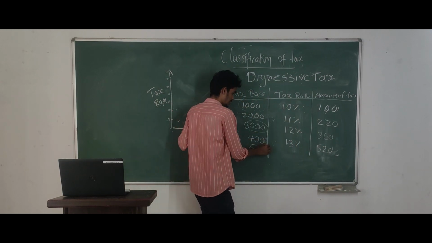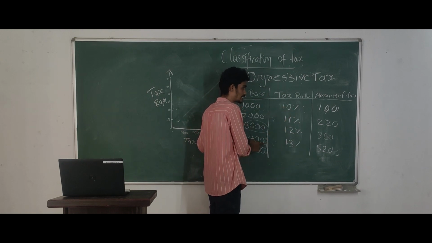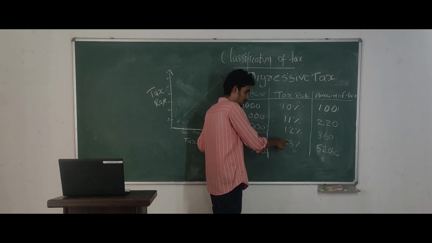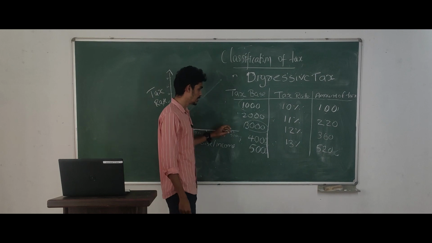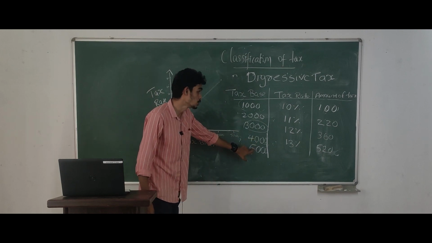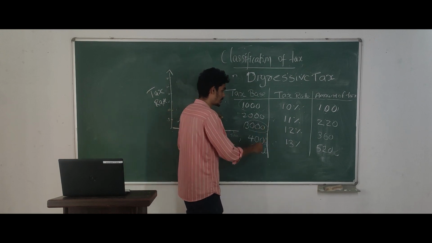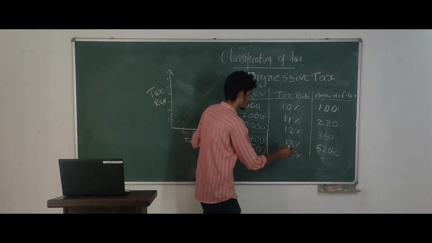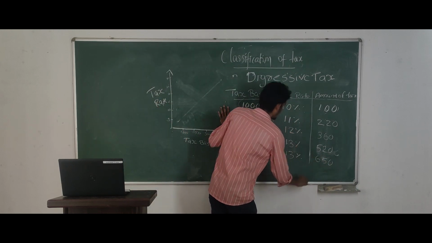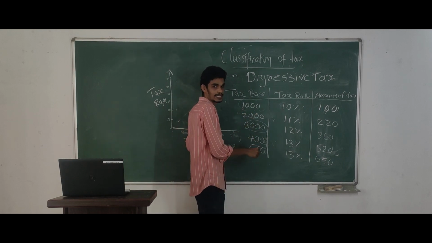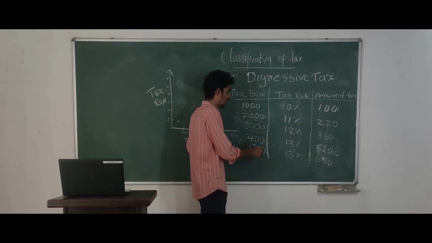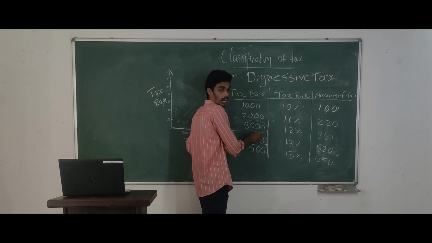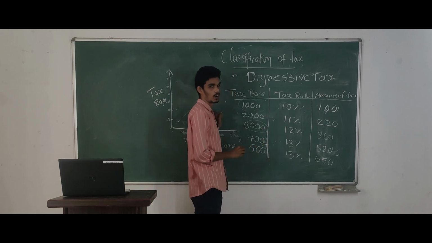Here, this is the first stage. In this first stage, if income increases, the tax rate also increases. This is like progressive tax up to a limit. Then again income increases from 4000 to 5000, the tax rate will become constant. Clear? In this case, it's a combination. Degressive tax is a combination of progressive and proportional tax. Up to a particular level, the tax rate increases with the increasing income. After a point, the tax rate remains constant.